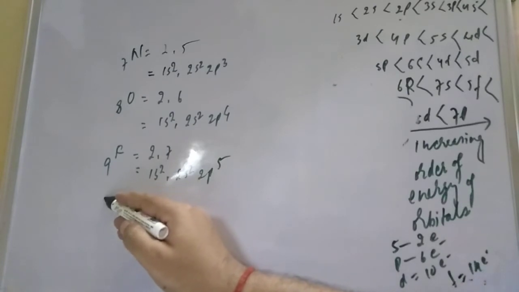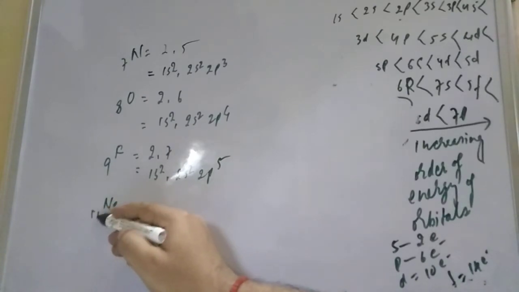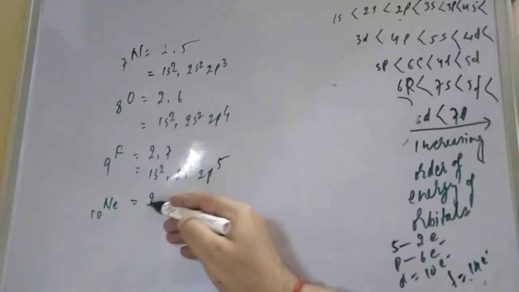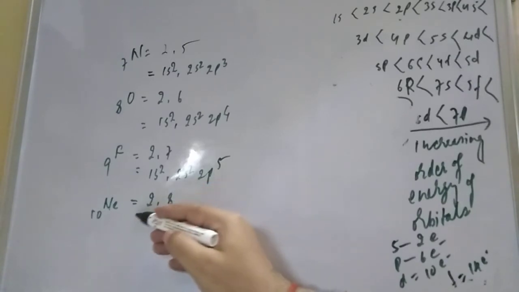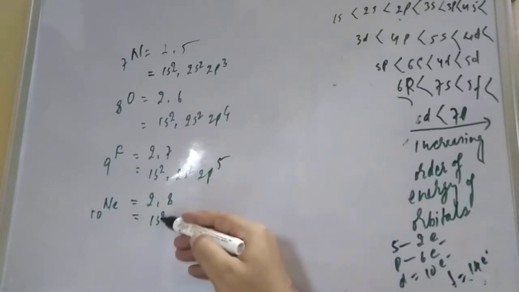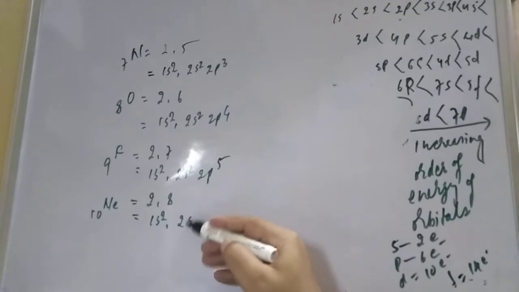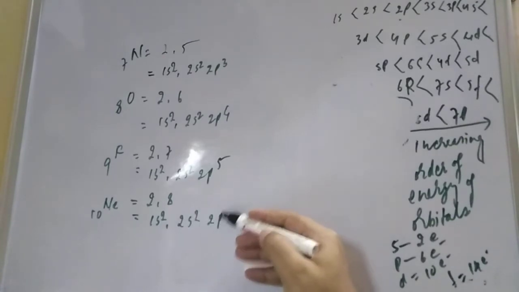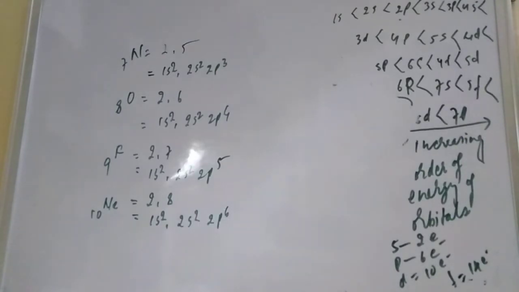Now you come to fluorine, after that you come to neon. Neon means 10. So 10 means what, student? 2 and what, student? 8. So 2 and 8 means what, student? 1s2. Okay. Then 2s2 and then what, student, 2p6. So this is 6 electrons will come, student.